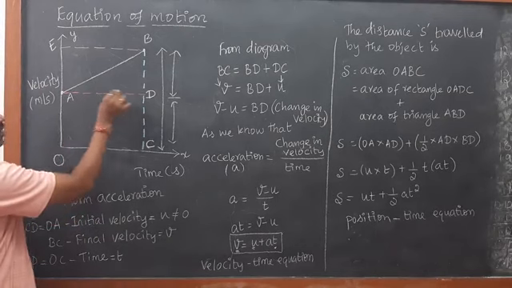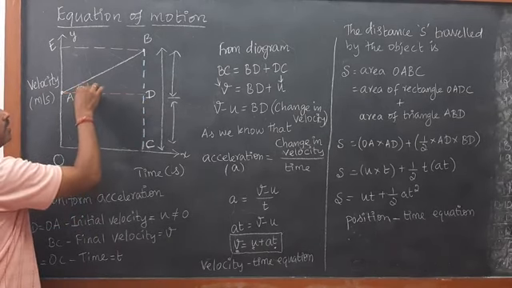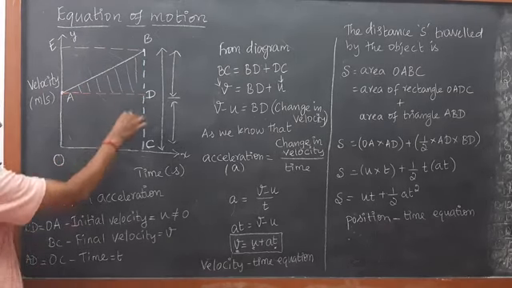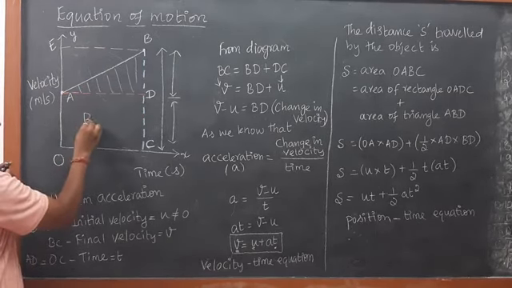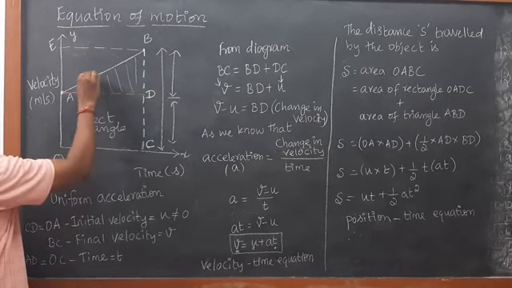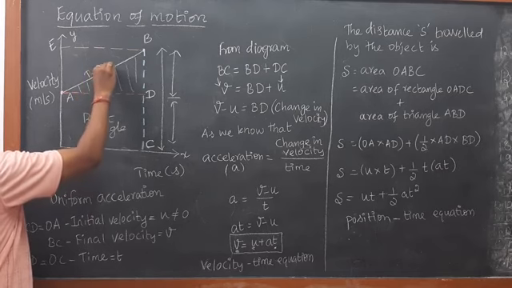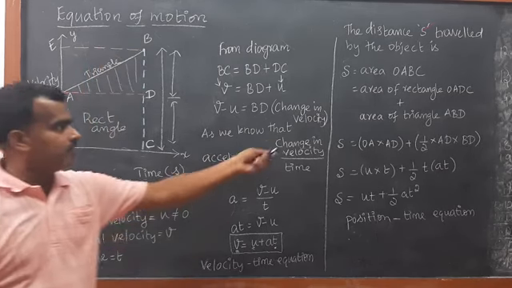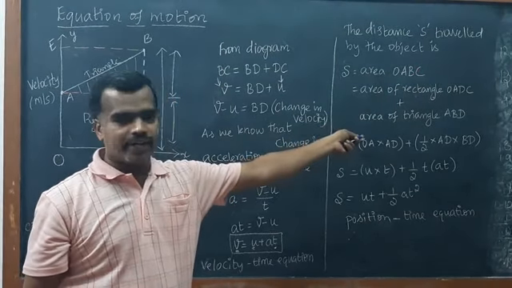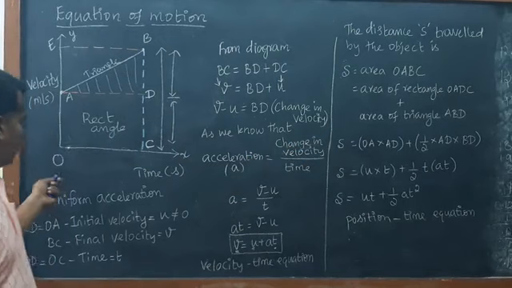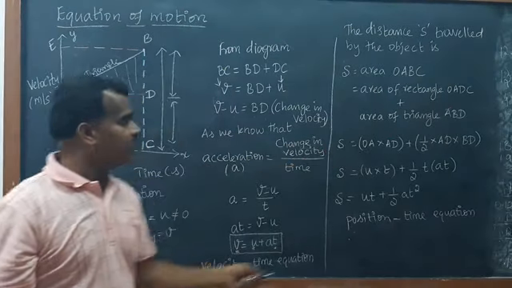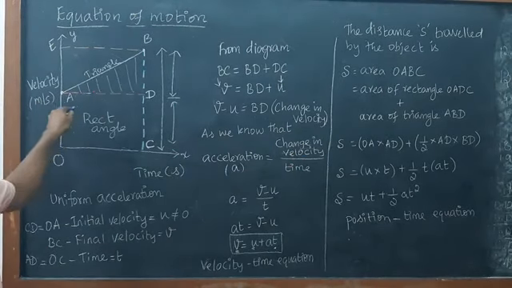So here we have drawn parallel lines, right? How are they looking? This shape, triangle in shape, right? And this one, rectangle in shape, right? This is a rectangle, and this is triangle in shape, right? So that's why I change the area of OABC as the area of rectangle OADC plus area of triangle ABD.